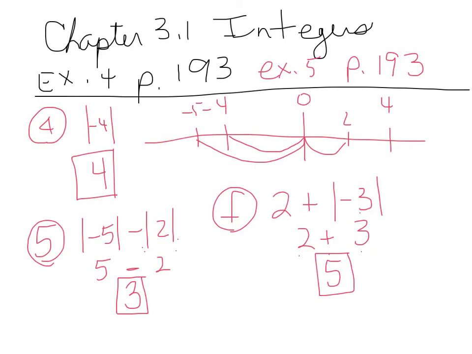And that's your answer, because the absolute value of negative 3 is the distance between negative 3, right up here, and 0, which is 3.